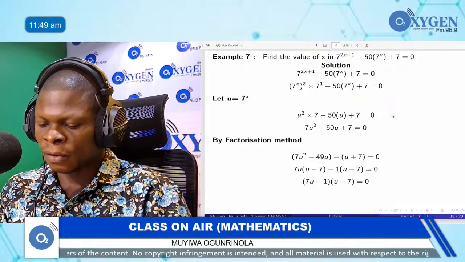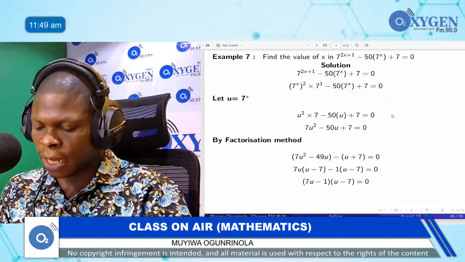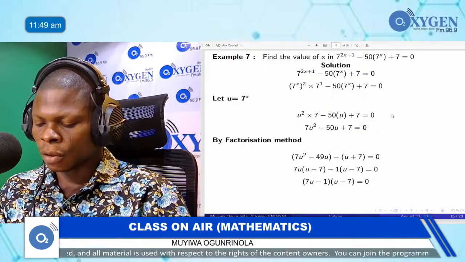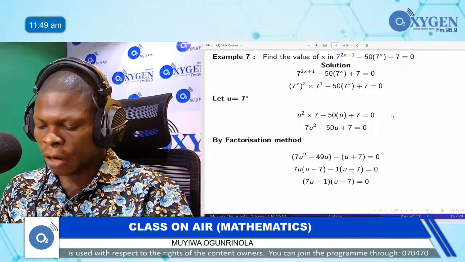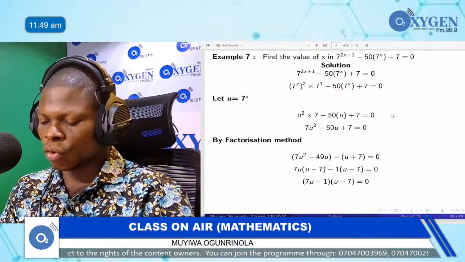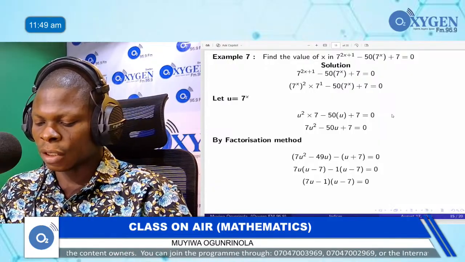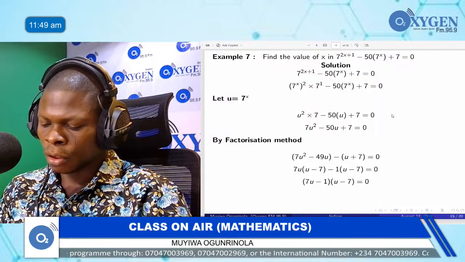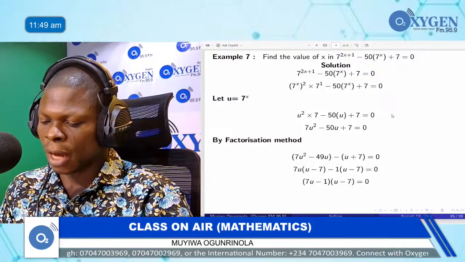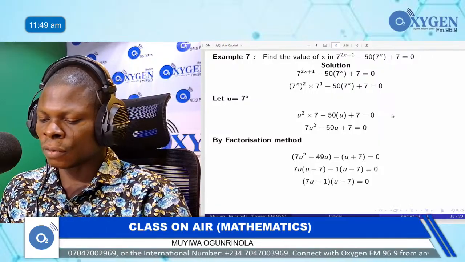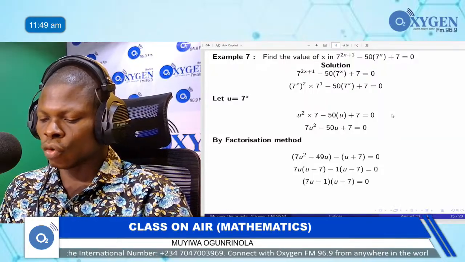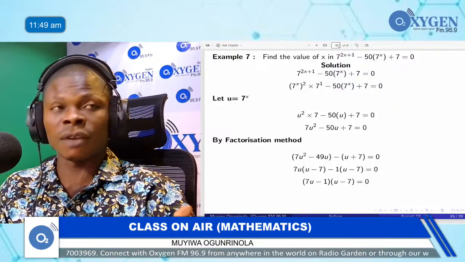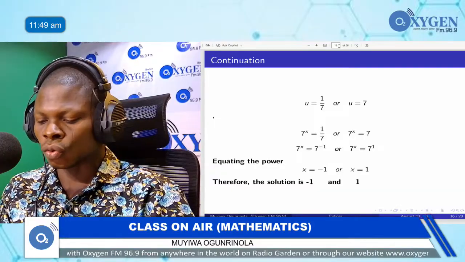So we are going to have 7u square minus 49u close the bracket, then minus u plus 7 is equal to 0. So if we factorize here, we have 7u into bracket u minus 7, and the other side we factorize 1 will be 1 into u minus 7. So our factors here will be 7u minus 1 into bracket u minus 7 into bracket is equal to 0. So in this case, u is equal to 1 over 7 or u is equal to 7.